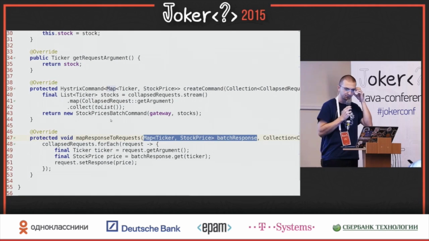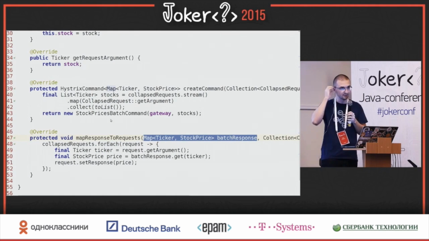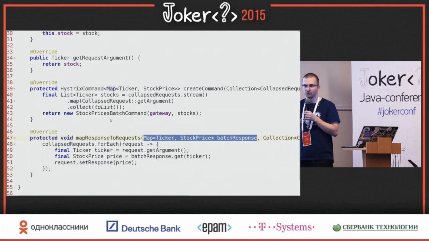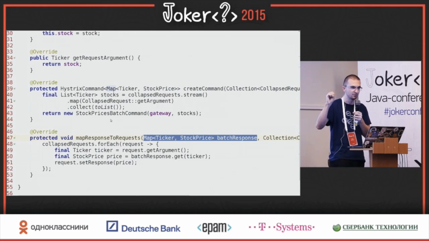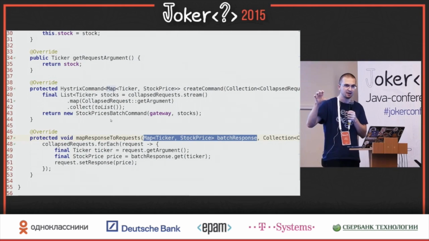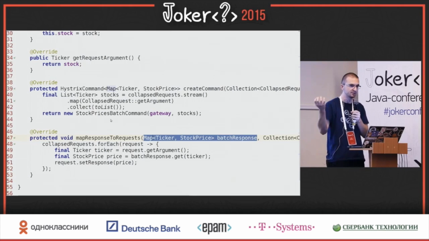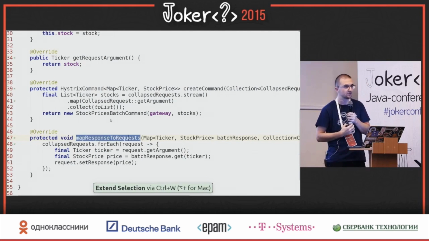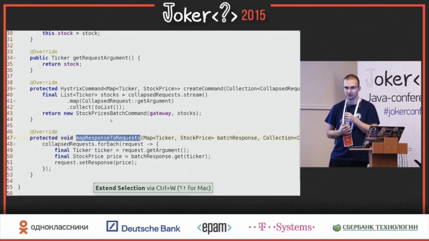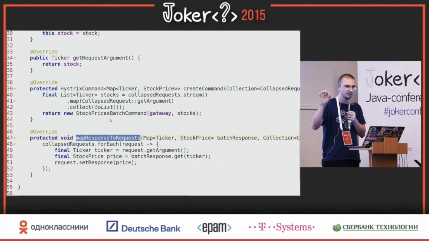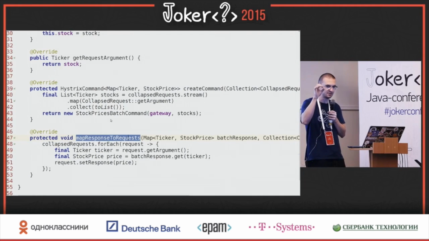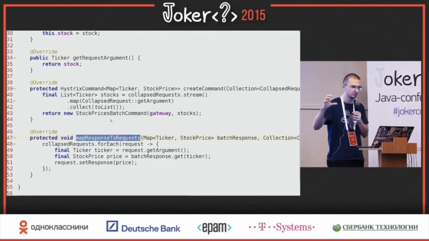So the reason behind the batching is that rather than executing 10 commands that are doing more or less the same thing, you are executing just one batch command. And when this batch command is done, there is yet another method you're supposed to implement, map response to requests. It takes the batch response and pushes the response to every single small request that contributed to this one.